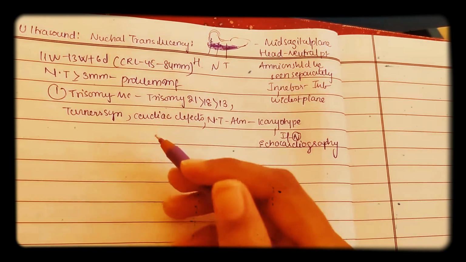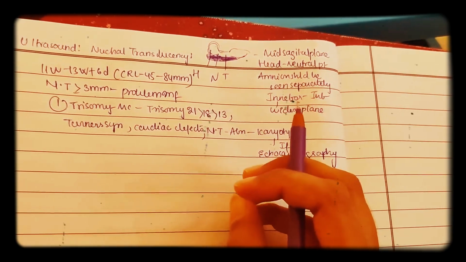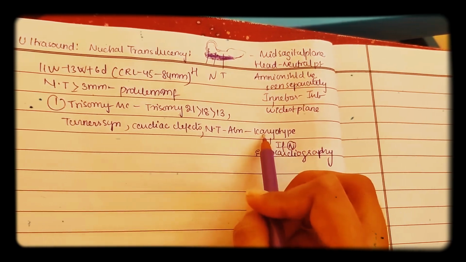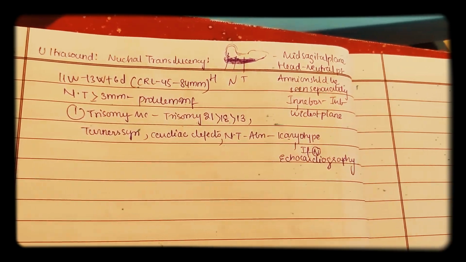Next, coming to other syndromes which may be caused, like Turner syndrome, or you may have cardiac defects in the fetus, right? So when nuchal translucency is abnormal, then you should immediately go for karyotyping, and if that karyotyping is normal, then you need to also check the echocardiography.